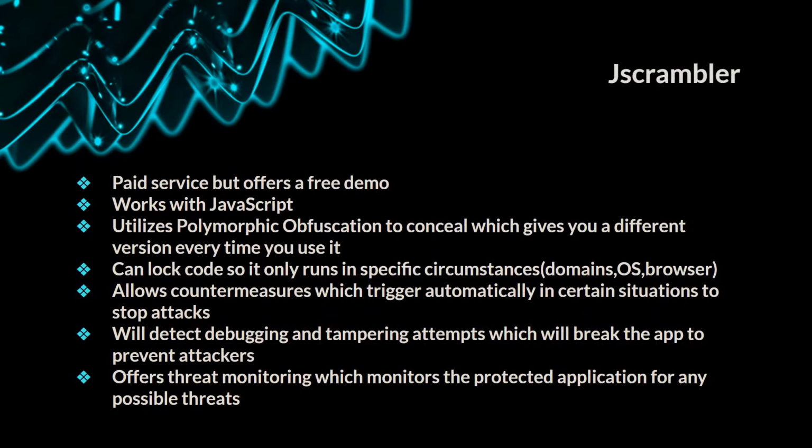So next is JScrambler. This one works with JavaScript. This is actually a paid service, and I think you have to get quotes for what you're using it for, but it offers a free demo. This one uses polymorphic obfuscation to conceal, and with polymorphic, it basically gives you a different version every time you use it. So no two uses will be the same.